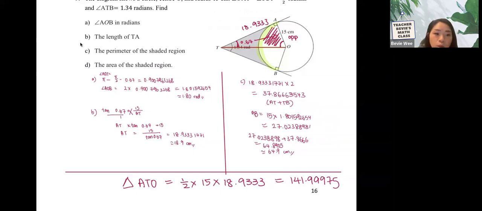So what is your angle AOT? Go and look back at your working. Help me find the area of the sector. You take triangle minus the sector, you get half of the shaded area rather. Then you just times 2.